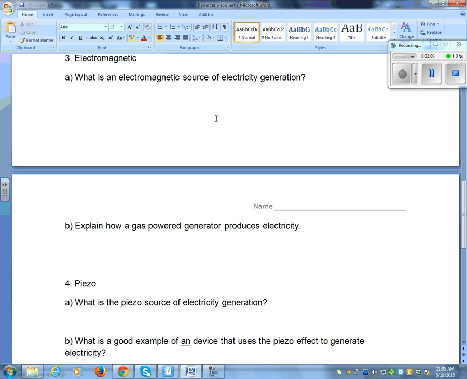Electromagnetic source. Gas-powered generator. How does a gas-powered generator work? I have a hand crank right here. You put the gas in the canister. When I crank this, I'm moving a coil of wire inside a magnet that generates electricity. The motor simply does the cranking for me, right? The motor does the cranking, the coils turn inside the magnet, and we get electricity.